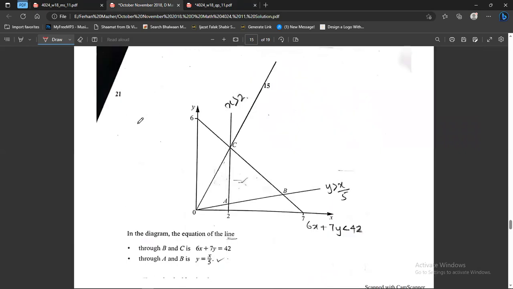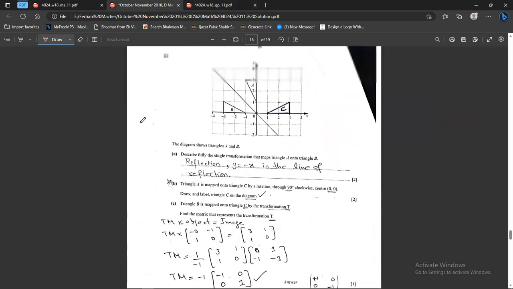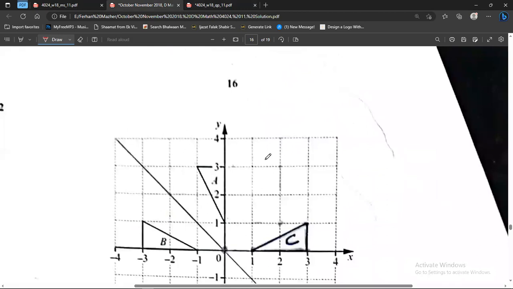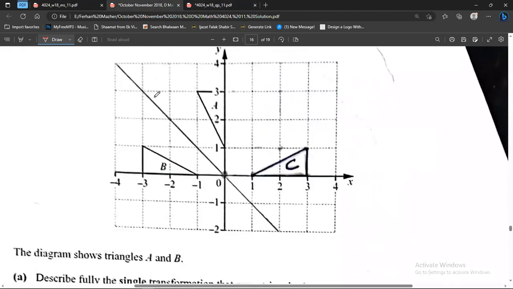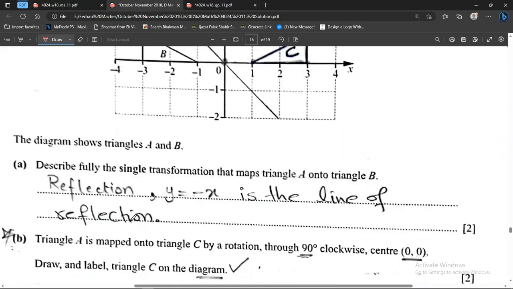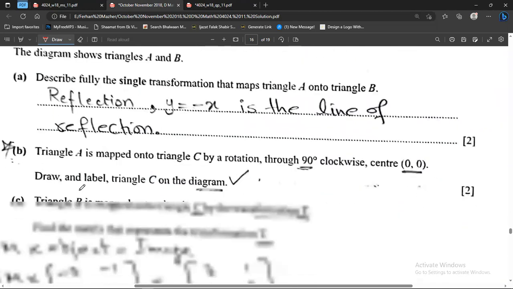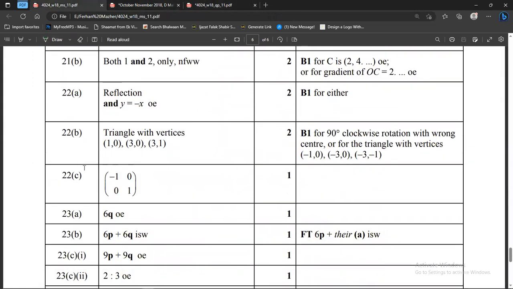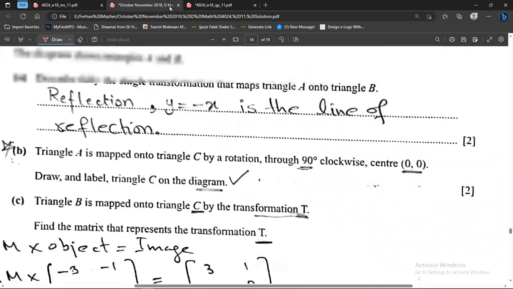So here we have, let me show you, the line of reflection, and you remember this line is y equals minus x. So how do you describe this? This is a reflection, and y equals minus x is the line of reflection. Here we go. It says reflection and y equals minus x. That answer is right.